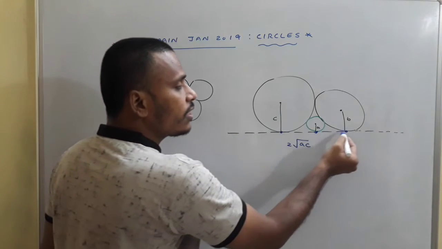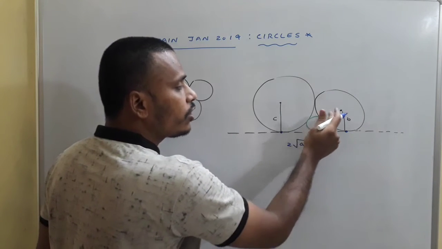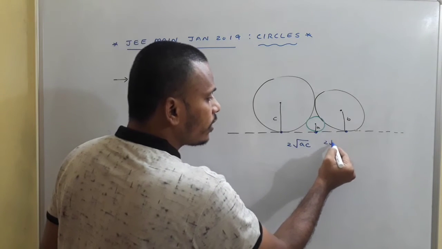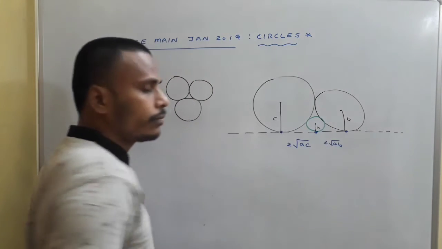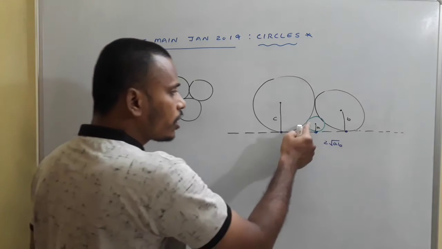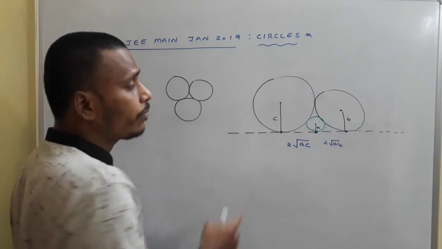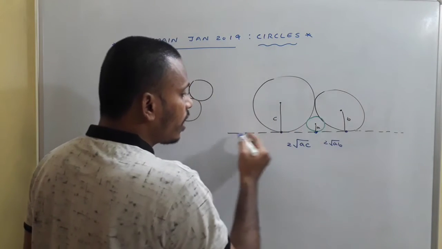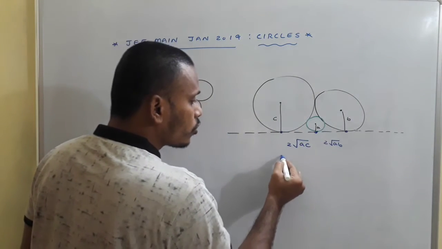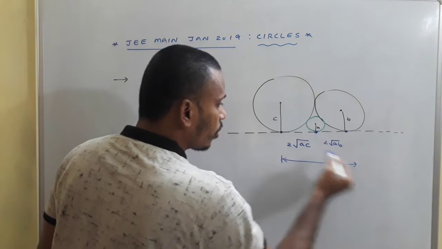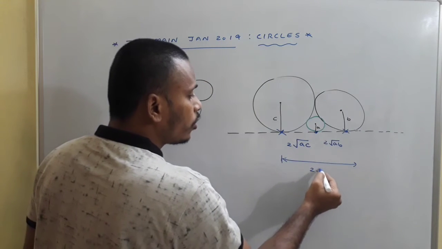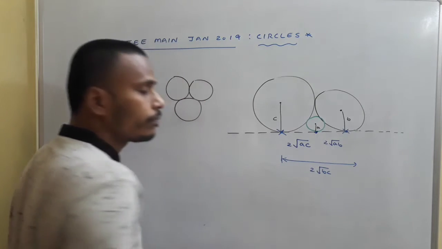Then this length is the length of the direct common tangent for these two circles whose radii are A and B. So this length is 2 root AB. Now ignore this smaller circle for some time. Think about these two circles whose radii are C and B, and again this is a common tangent. So this length, starting from this point to this point, is 2 root BC.